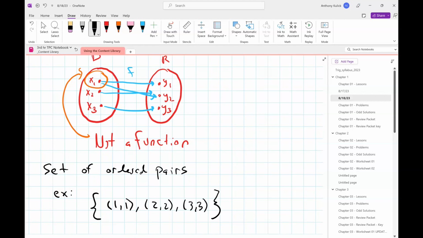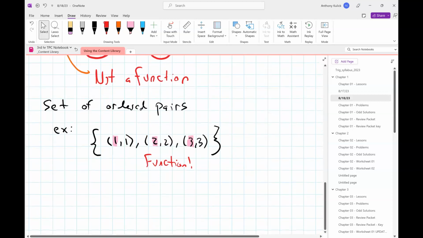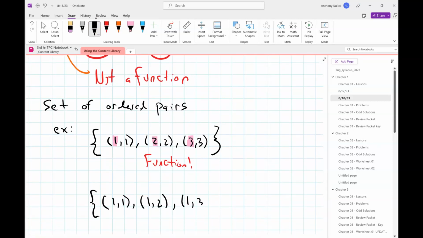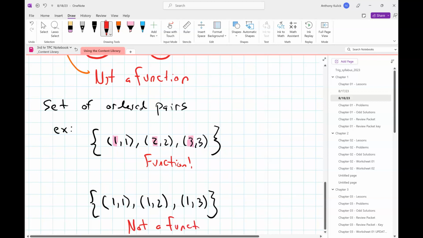Does this set represent a function? Yes. Why? Well, all I'm really looking for is that there are no repeated elements in my domain. So as long as my x's are all unique, the set of ordered pairs is going to be okay. What about this one? No. What's the problem? Yeah, the x's are repeated.